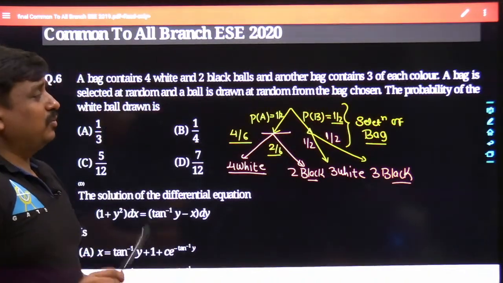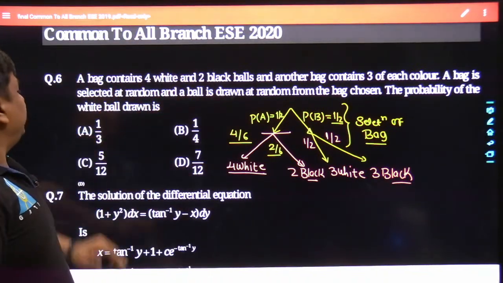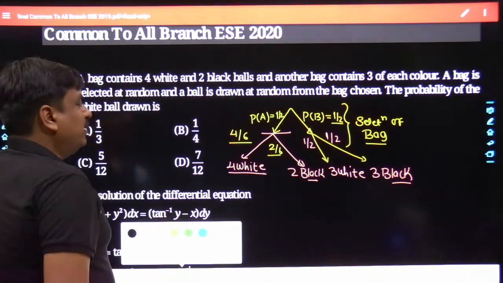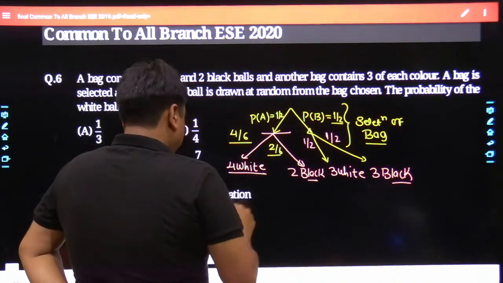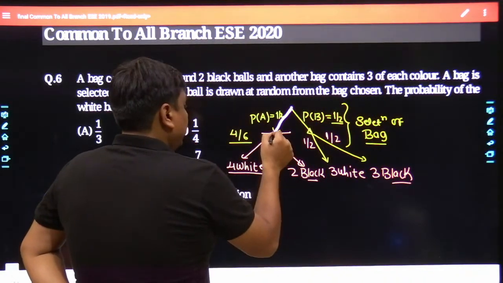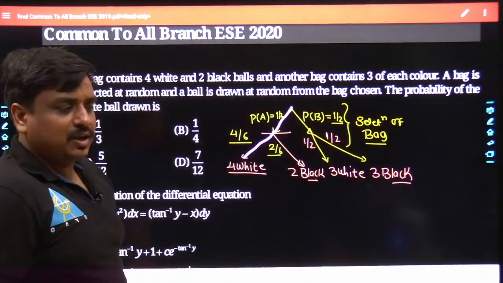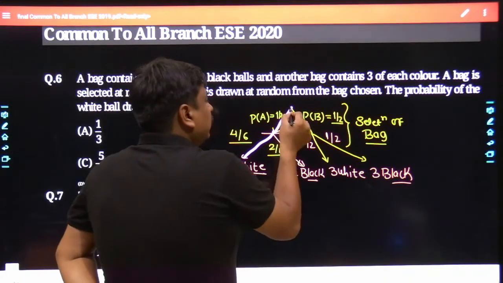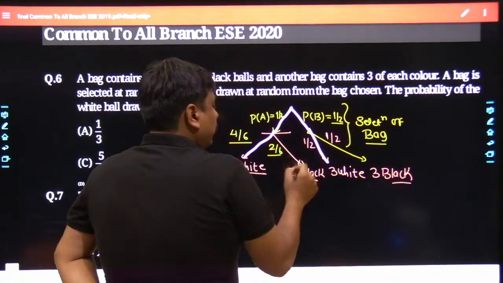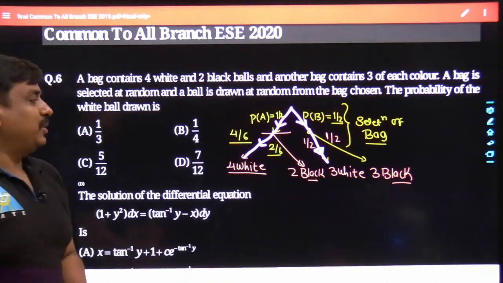Anyways, let me read this problem once again. A bag is selected at random and a ball is drawn at random from the bag chosen. The probability that a white ball is drawn is. So may I know how the white ball can be drawn? Either you have selected the first bag, and now you have to get the white ball. That is the first permissible path within the tree. The second permissible path within the tree: you have selected bag B and now you have to get the white ball. So you choose either path, you are satisfying your requirement.